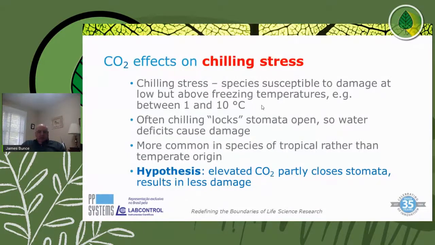Often what happens is that chilling sort of locks the stomates open. So water deficits are often the cause of damage during chilling stress. And it's more common in species of tropical origin rather than temperate origin. But as crops, we tend to grow lots of tropical crops in temperate climates these days, like maize and soybean and phaseolus and things like that.